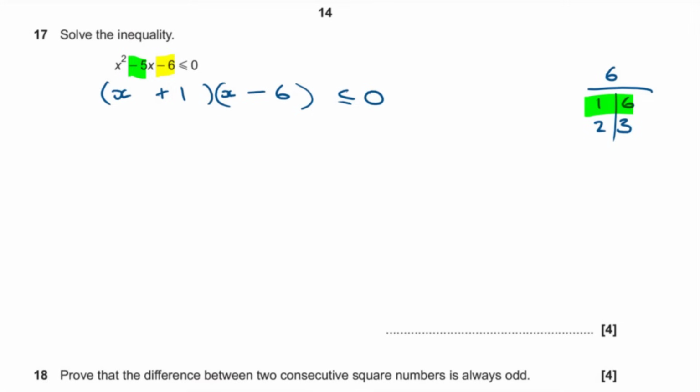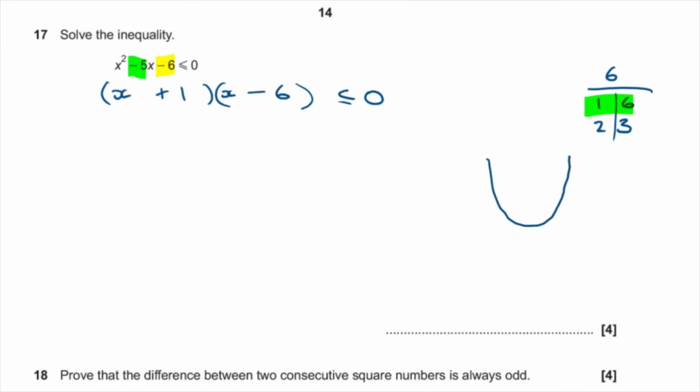Okay. Now, if this was an equation, it would have roots at negative 1 and positive 6. So if I was going to draw a sketch of this quadratic, all quadratics have this kind of parabola shape, don't they?